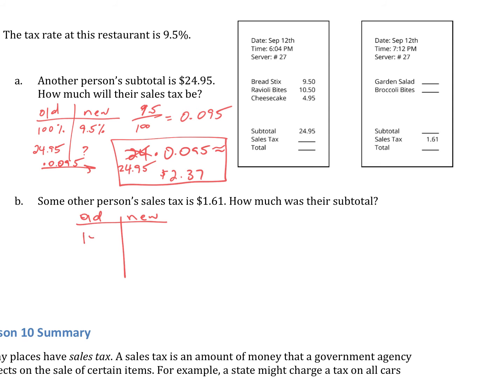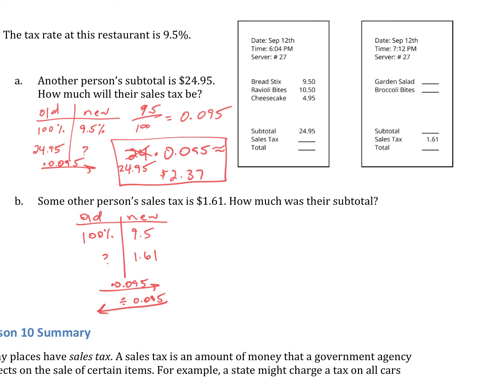So old percentage, always 100. New percentage is 9.5. Old amount is unknown, but new amount is $1.61. I already know my constant of proportionality is 0.095, and if I was moving left to right, I would multiply by 0.095. But I'm not moving left to right. I'm moving in the opposite direction, so I need to divide by 0.095.